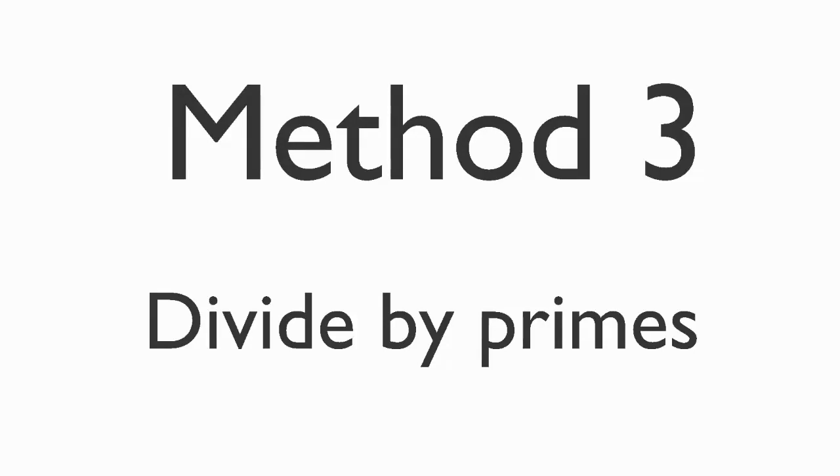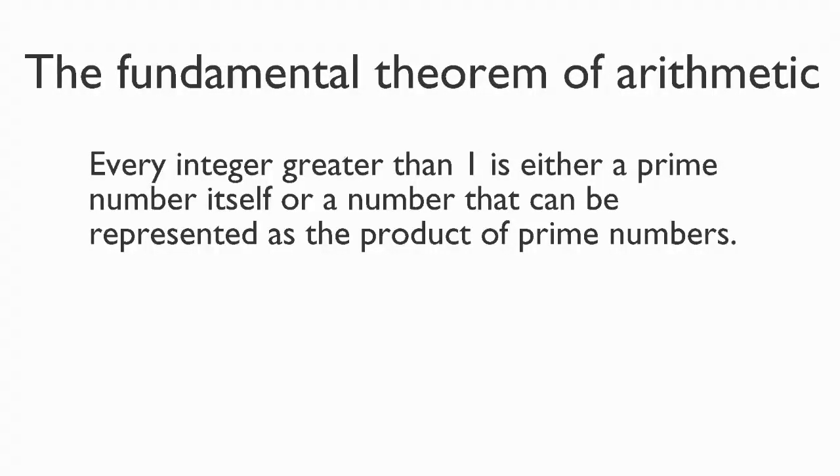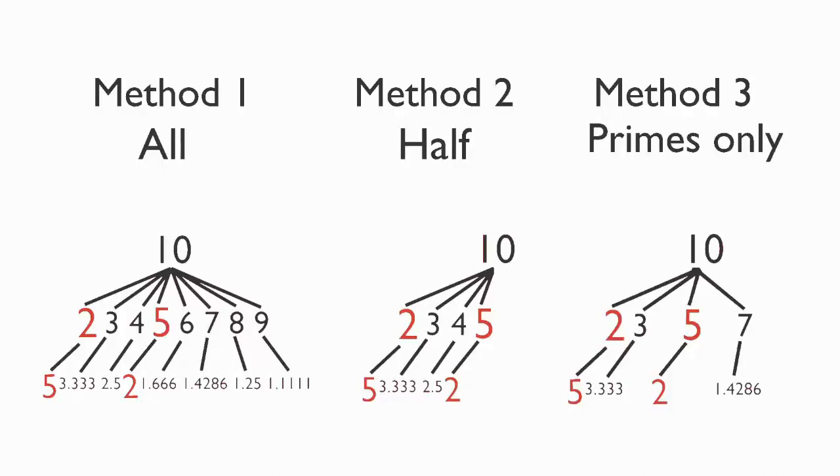Method 3. Divide by primes. Remember that I mentioned the fundamental theorem of arithmetic, that every number is either a prime number or a multiple of prime numbers. So if we're doing something like the previous 2 methods, we don't actually need to divide by every smaller number to see if we get a whole number answer. We have a giant advantage. For the number we're testing, we only need to divide by all of the prime numbers under it. And there are a lot fewer prime numbers than normal numbers.